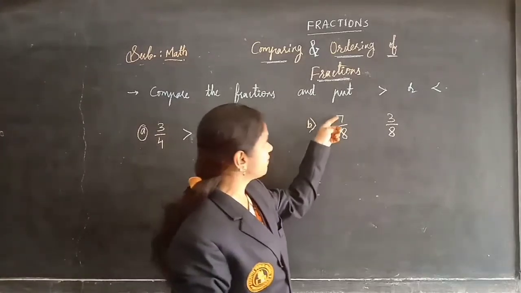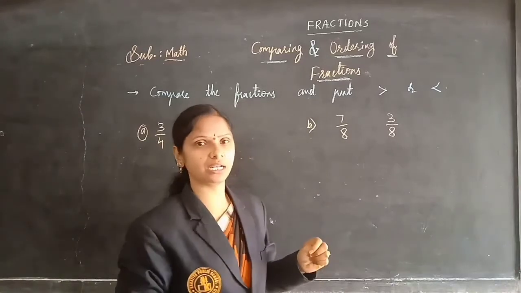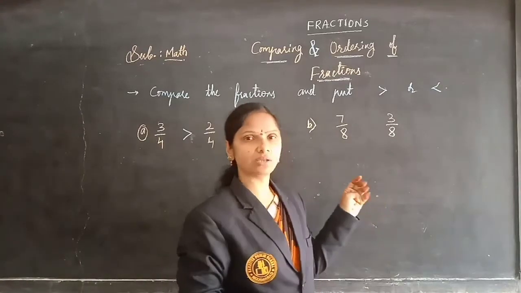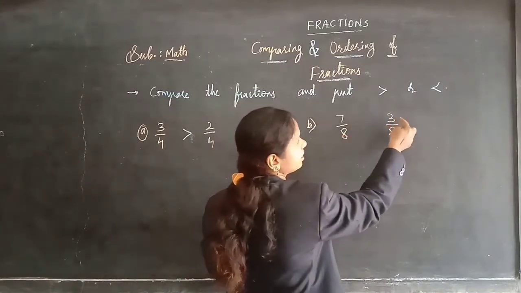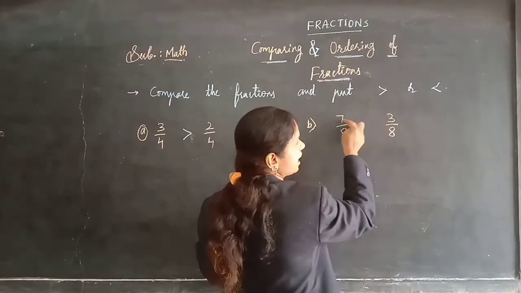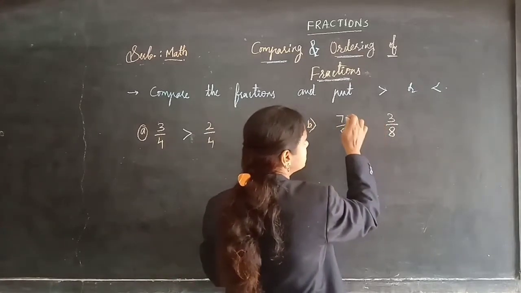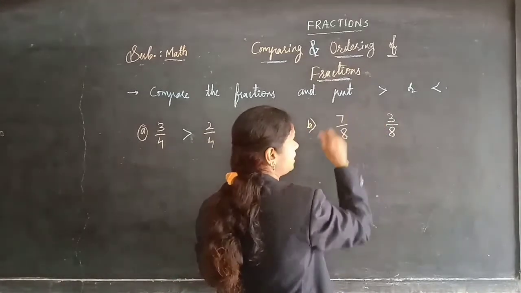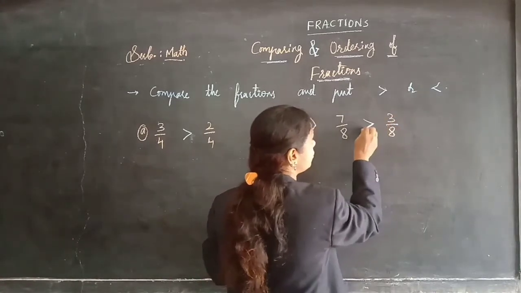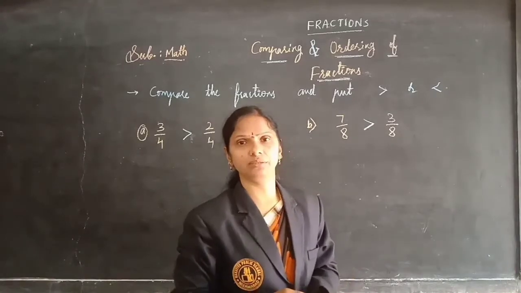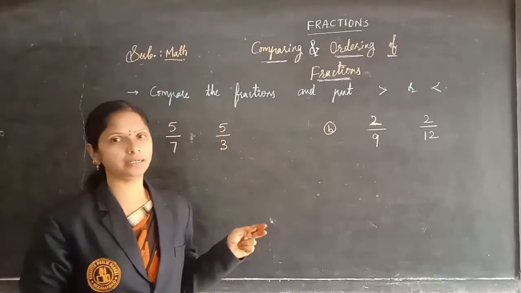Coming to here, 7 by 8, 3 by 8. These fractions are also like fractions, children. Like fractions means, as I already told you, you should compare the numerators, 7 and 3. 7 is greater, no, children. So here we need to keep the 7 by 8 value is greater than the 3 by 8, children. So here you will get the greater than symbol. Here also they are compared by keeping the less than and greater than symbols.